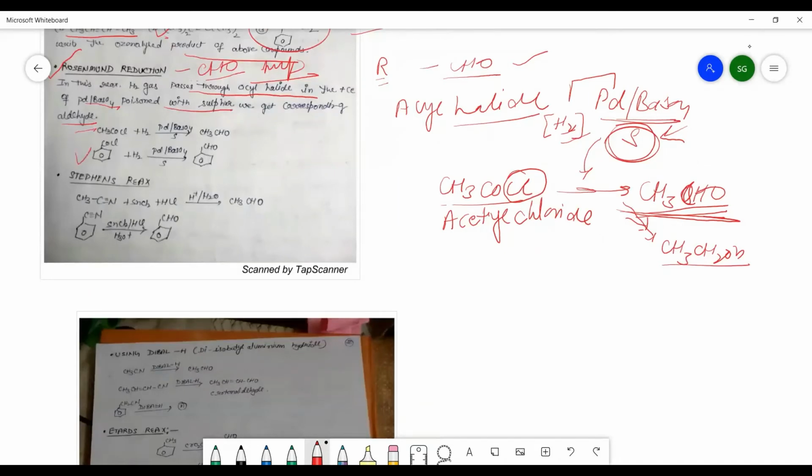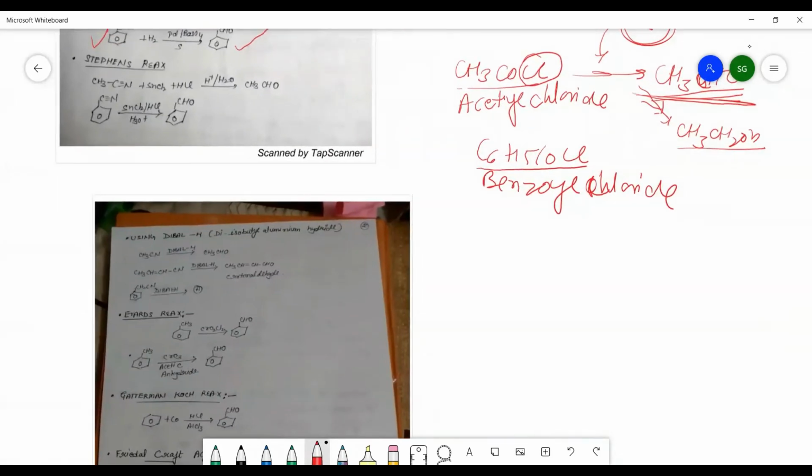Now we will take benzoyl chloride. What is the name of this compound? Especially remember this, you must be aware of the names of the reactants and products. This is benzoyl chloride, and it will give rise to the formation of benzaldehyde, which is an aromatic aldehyde, and we cannot prepare the ketone using this reaction.